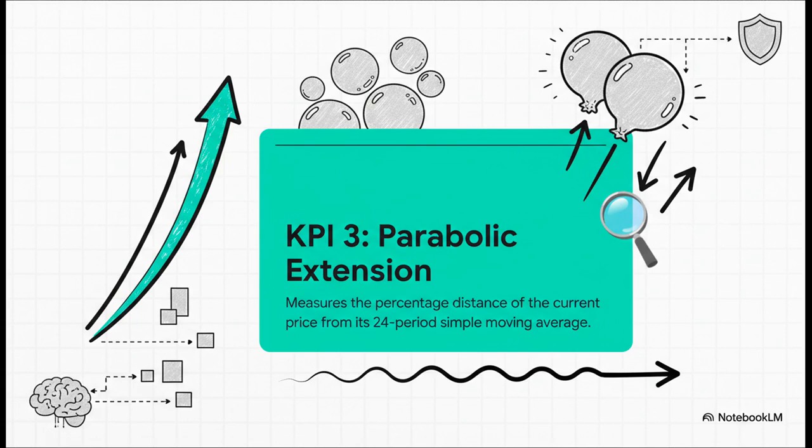Parabolic extension is one of the most important KPIs. It asks a really simple but powerful question. How far, as a percentage, has the current price moved away from its 24-hour average? A big number here suggests an overheated asset, which is a classic symptom of a speculative bubble.